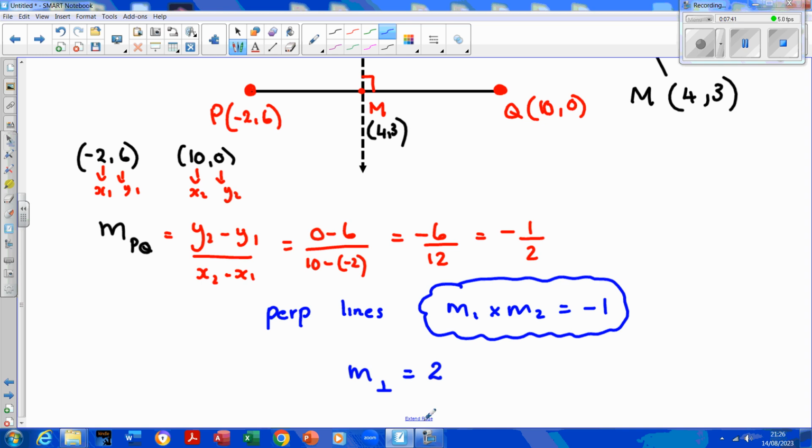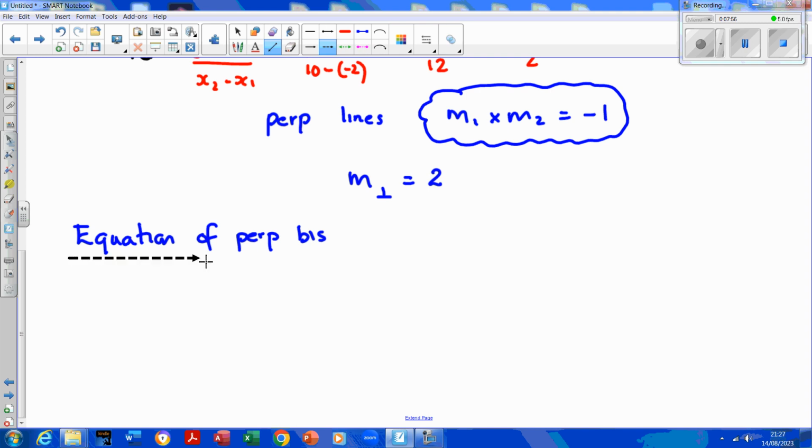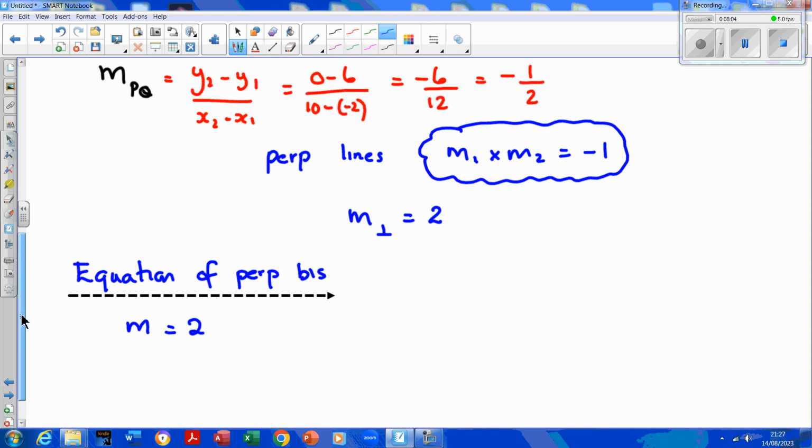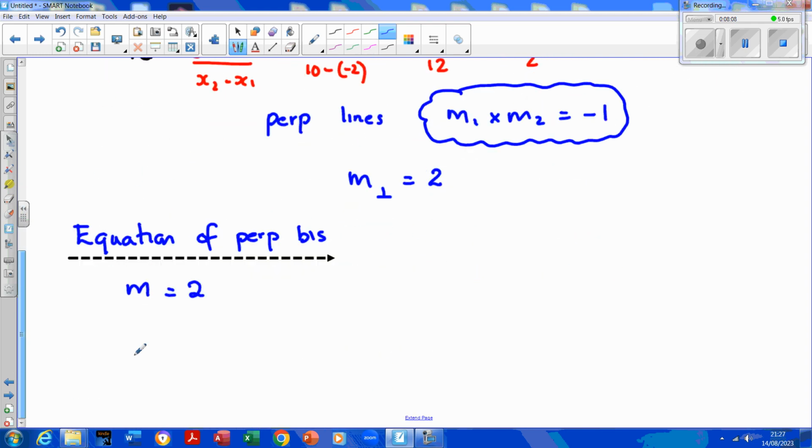So keep organised, make sure your work is all really clearly set out. So I'm going to write down equation of perpendicular bisector. Just going to abbreviate it to perp bis. Underline it, gather your information. It's the equation of a straight line, so I need to know its gradient. So the gradient was 2, and I need to know 1 point on the line, and if I go back up there, I can see that the point on the perpendicular bisector was (4, 3).